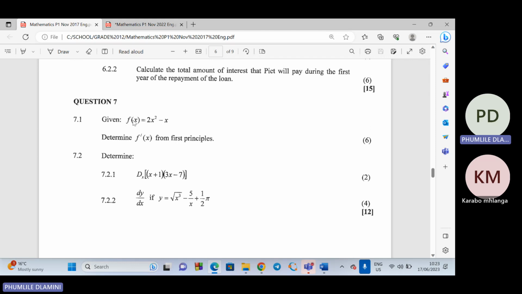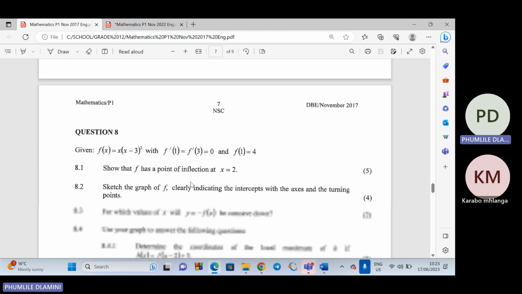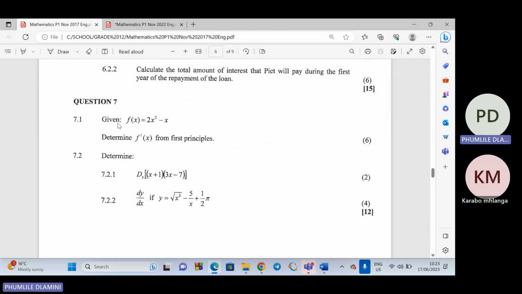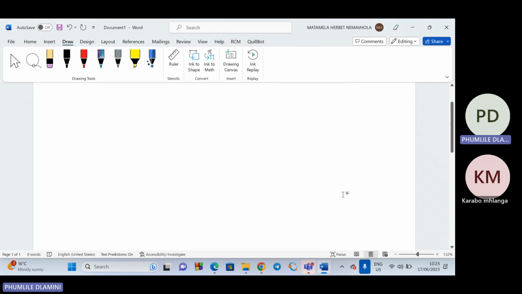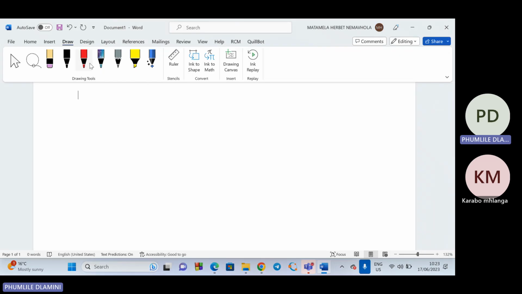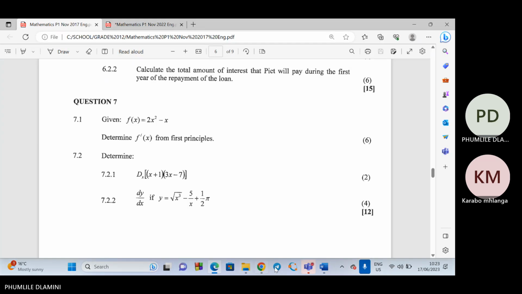So this question, I'm still going to do with you now. All these questions here. This one says, given f of x equals 2x squared minus x, determine f prime of x from first principles. So we are going to determine f prime of x, where f of x equals 2x squared minus x, from the first principle.